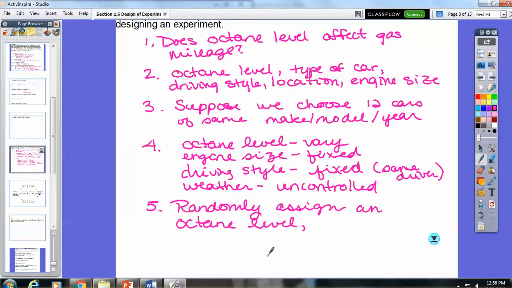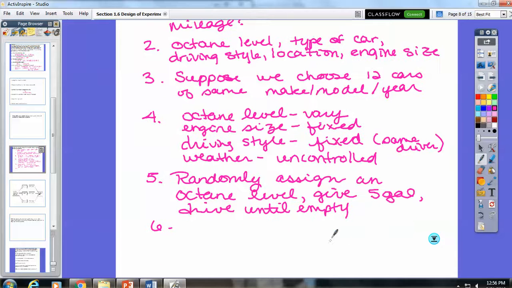What if we just put a specific amount of gas in and said drive until it's empty? Would that work? Yeah. Okay, so let's say we give them 5 gallons in the tank and tell them to drive until empty. And we'll see who gets the furthest. Okay, and then step 6, the last one, is our interpretation, so we just have to decide if there's a difference.